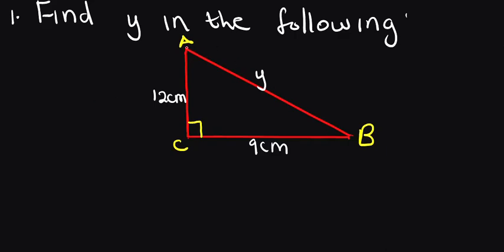What is the hypotenuse side? The hypotenuse side is the longest side in a right-angled triangle. In this case, the hypotenuse side is AB.